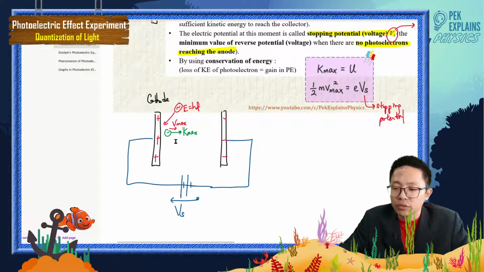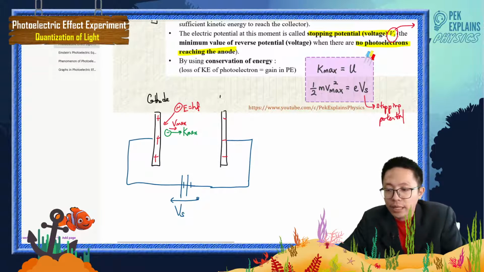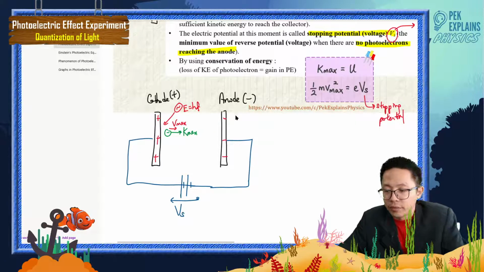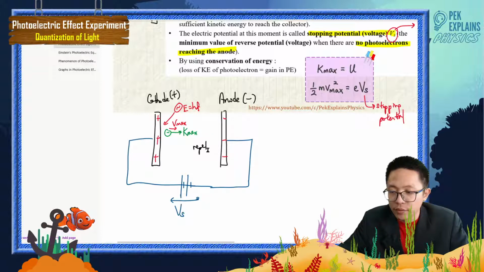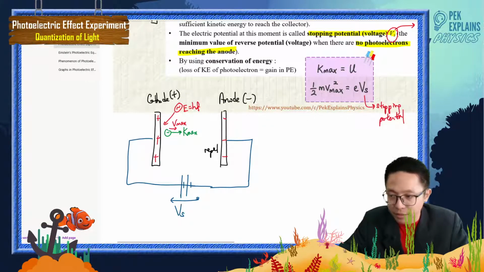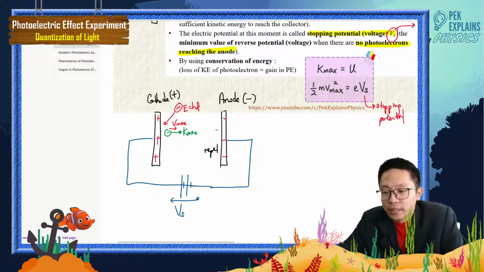But we know that the electron is being repelled by the anode. The anode now is negative and the cathode is positive, so the anode repels the electron. When it repels the electron, this electron will slow down, isn't it? It slows down until finally, here, it becomes v equals 0.